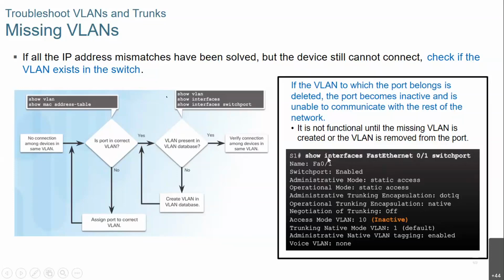Now here, in this example, if you use show interfaces for the Ethernet switchport, and it says access mode VLAN 10 inactive, what happens here is this particular interface has been assigned to VLAN 10, but somebody deleted VLAN 10. So it is now an inactive VLAN. This is what happens when you delete a VLAN without reassigning its members. So this interface has to be reassigned to either the default VLAN or a new VLAN. Inactive here because VLAN 10 was removed from the switch.